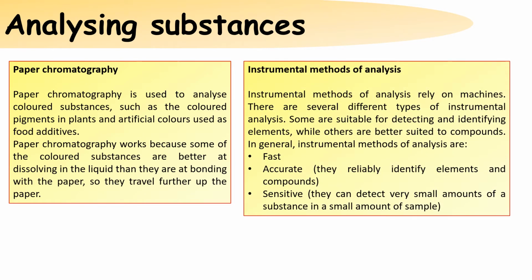Instrumental methods of analysis rely on machines. There are several different types of instrumental analysis. Some are suitable for detecting and identifying elements, while others are better suited for compounds. In general, instrumental methods of analysis are fast, they are accurate, and they are sensitive.